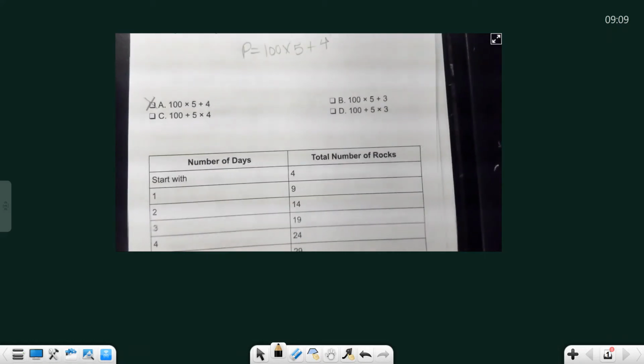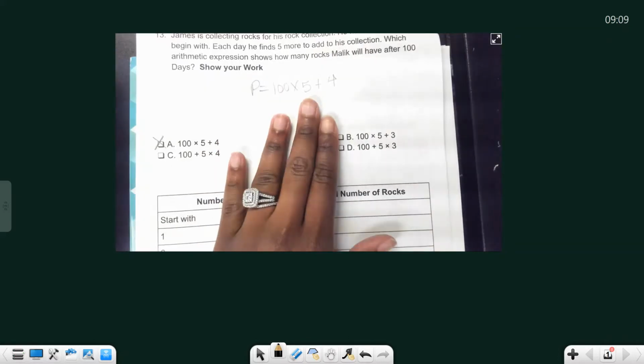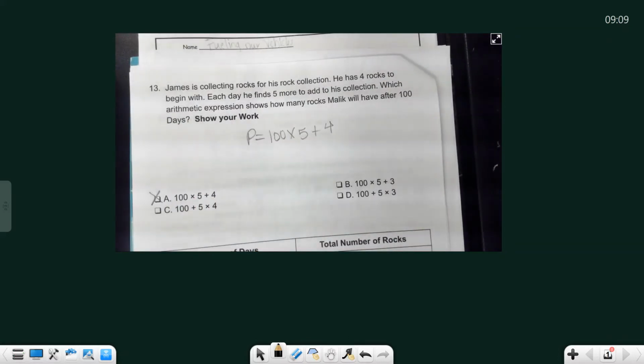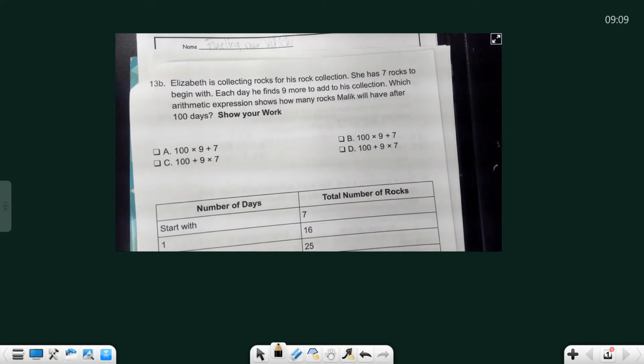And below is just the chart with his rocks and the days. Do we need that chart? No, but this is what you needed to pay attention to. You need to write an expression to tell how many rocks he would have after 100 days. Let's go to the next page. And so there's something wrong with the next page for 13.